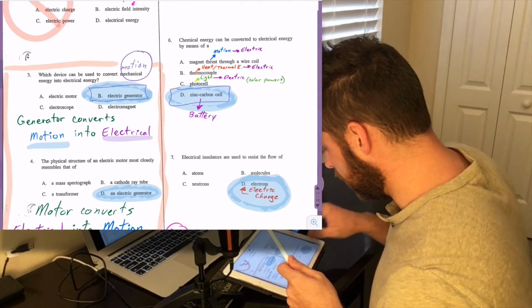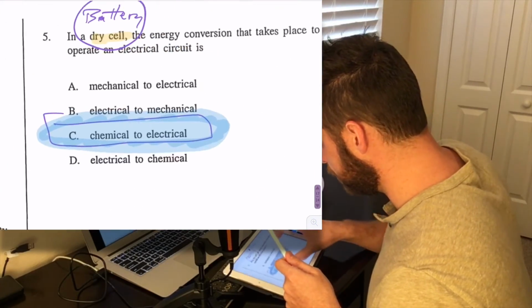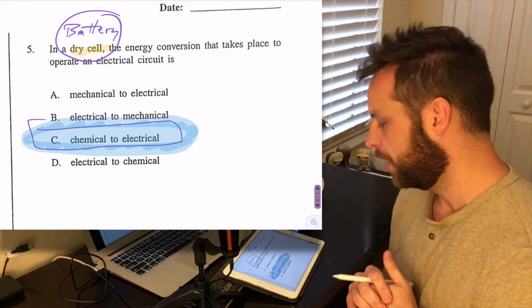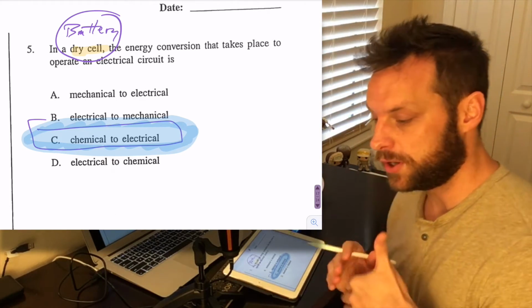And let's take a look at number 5 here. We're looking at another energy conversion tool that we humans have developed, and they're going to call it a dry cell. Now for us, dry cells, you can think of it as like these batteries.